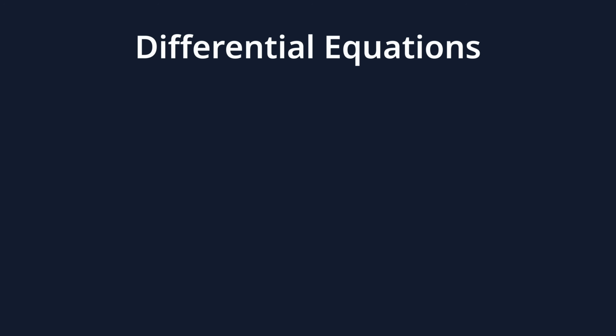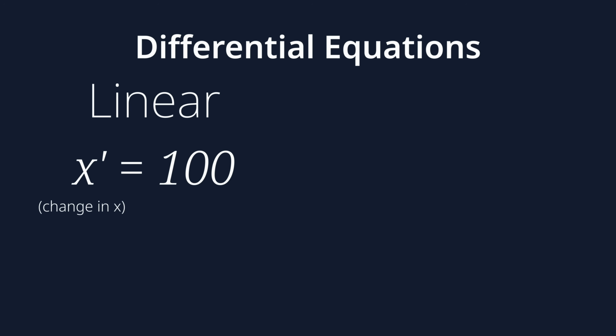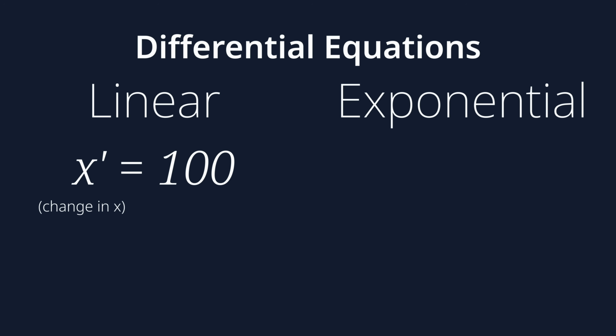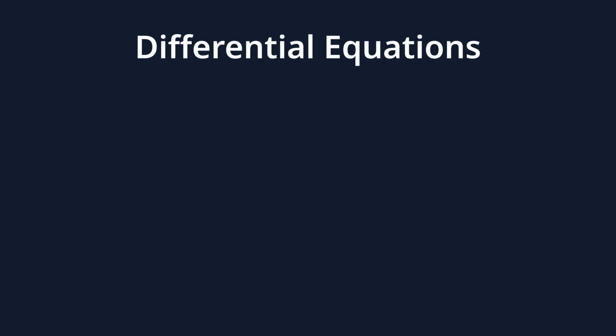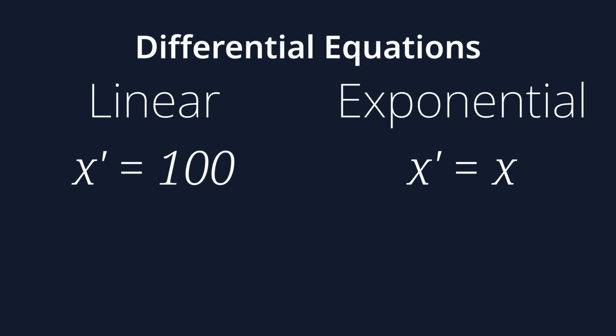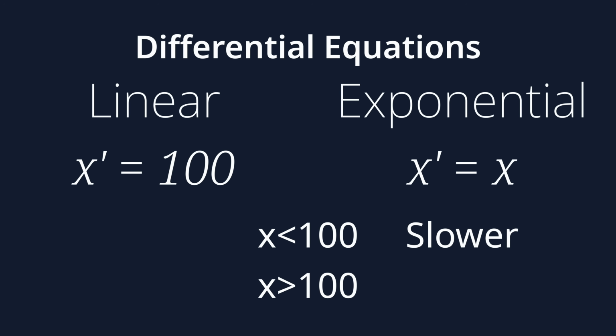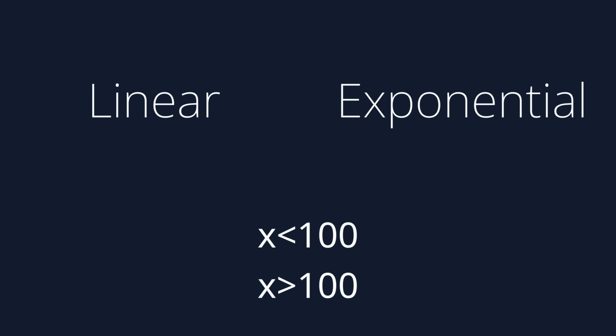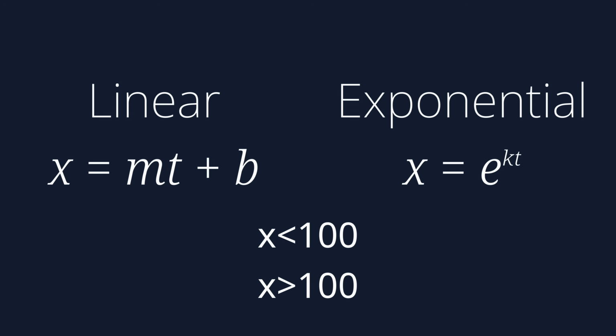Differential equations output the rate of change. And so linear growth will look like this. It's just a constant number. It's always 100 new population every second. Whereas exponential growth will look like this. The rate of change is dependent on the current population. And I think this is a much more intuitive way of understanding the dynamics of what's going on here. In our example, it's really obvious that below 100 population, the exponential growth is going to be slower. But above 100 population, it's going to be faster. And I think that kind of intuition is a lot harder to get from the normal equations.